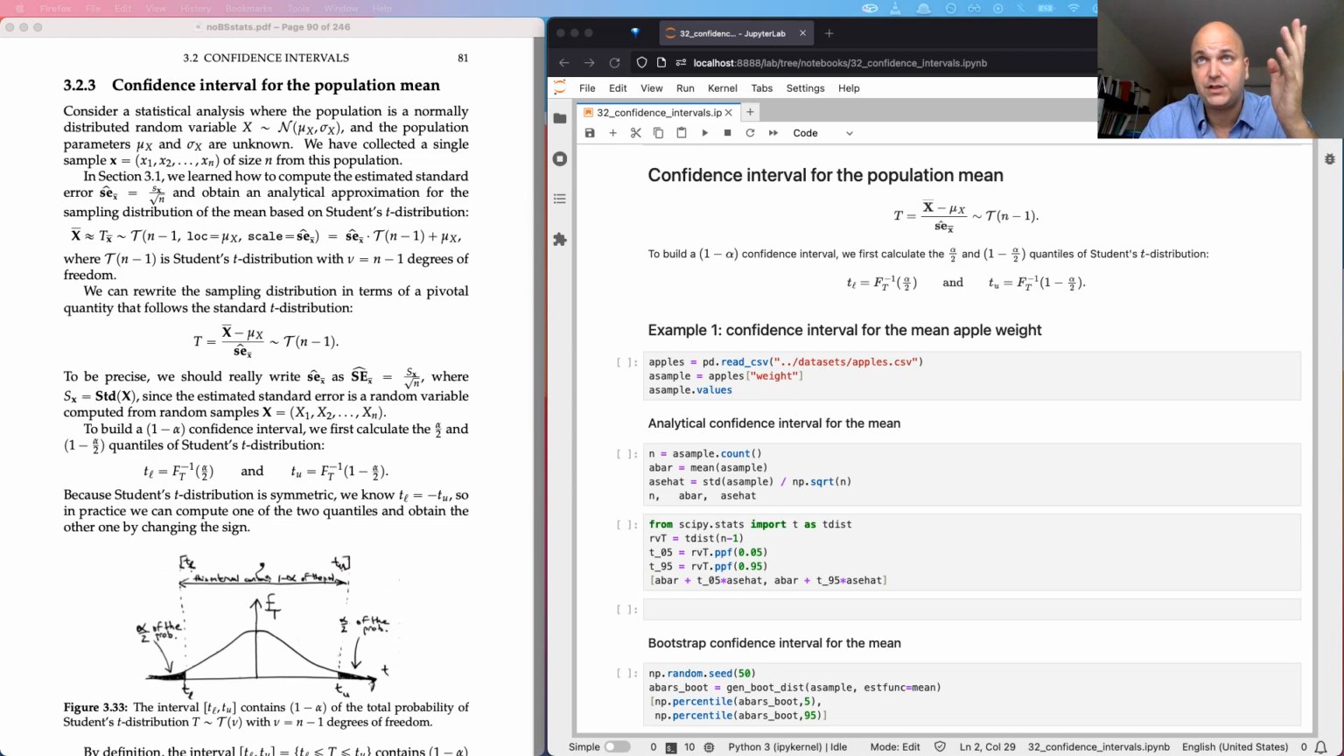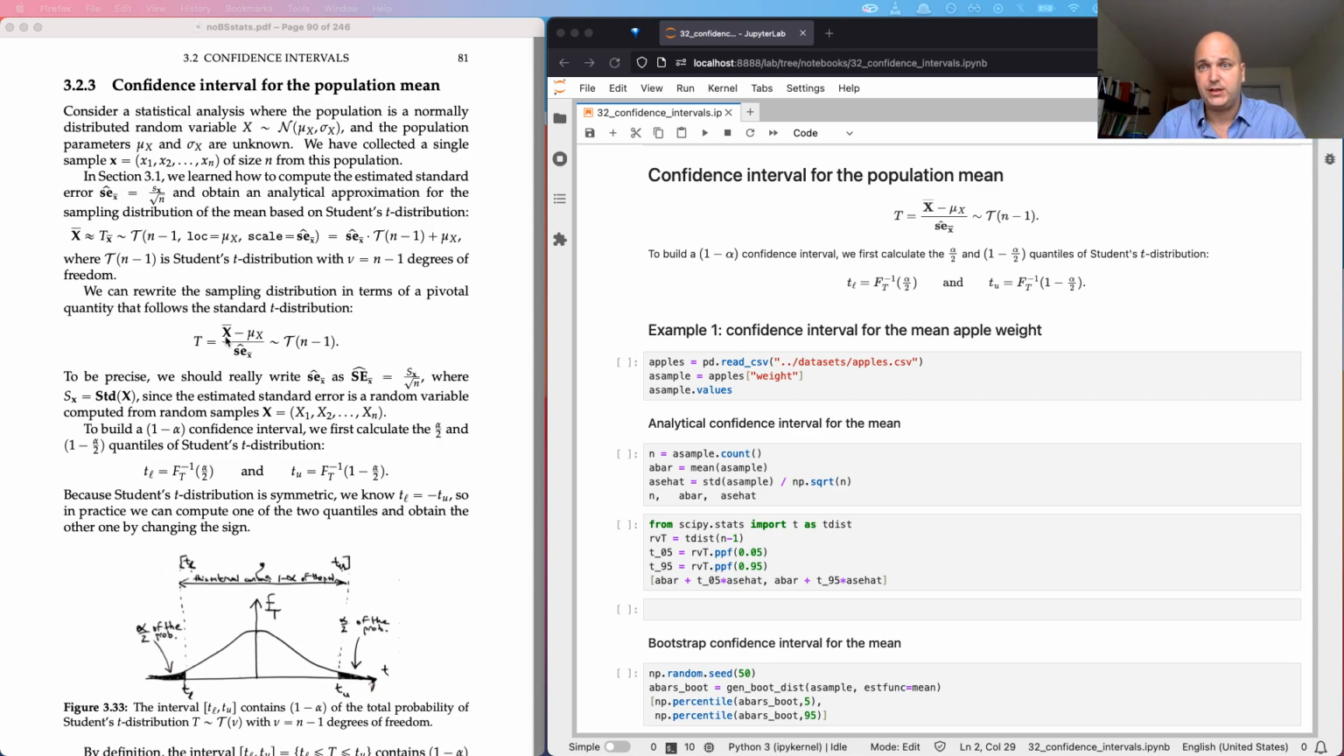Okay, so the confidence interval for the population mean. What's going on here? We have a sample x from some unknown population, and we want to know the population mean. So if you compute the sample mean, this gives you an estimate for the population mean. But now we don't want just a number, we want the whole range.